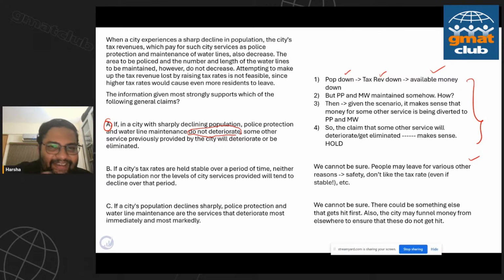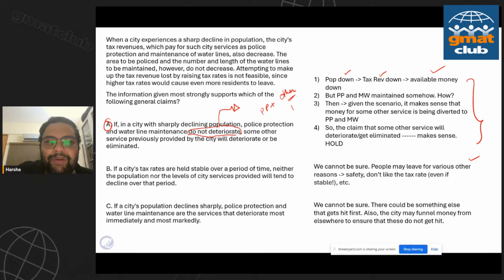You have to ask the question, given that there is clearly a fund shortage, population is going down, tax revenue is going down, available money therefore is not the same. I'm not even increasing tax rates. How the hell did police protection and waterline maintenance not deteriorate? For enabling that, they probably took money from some other services.